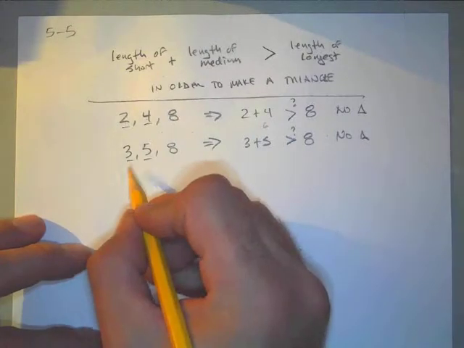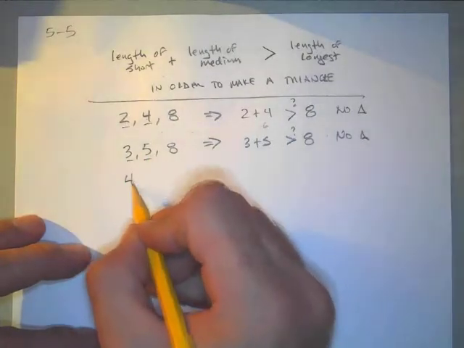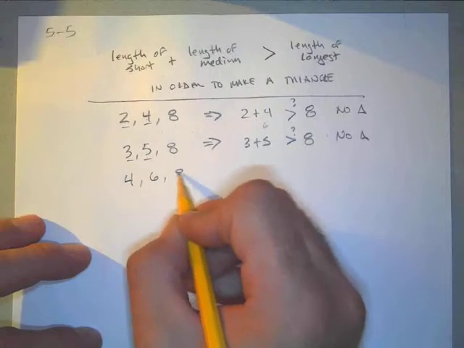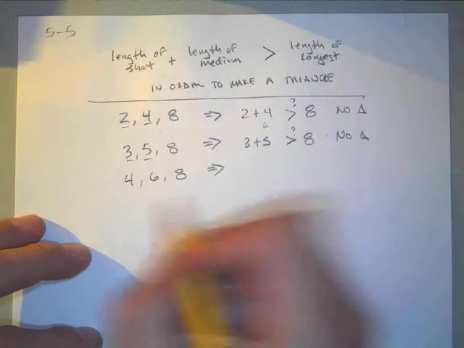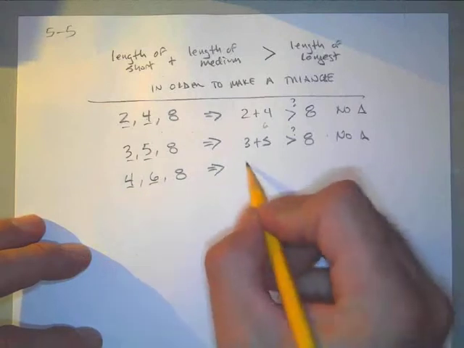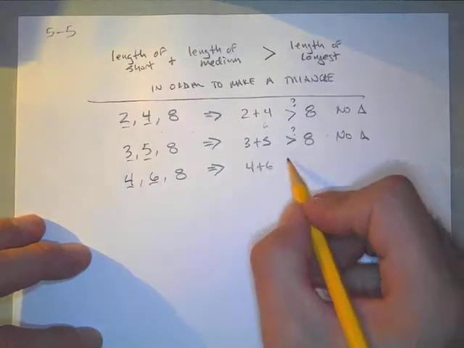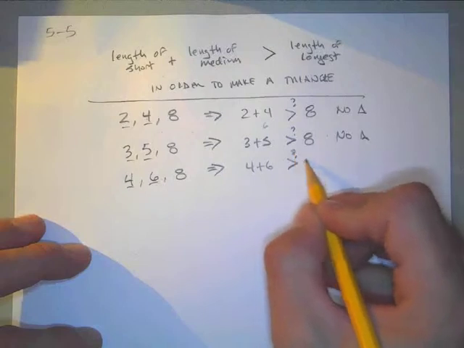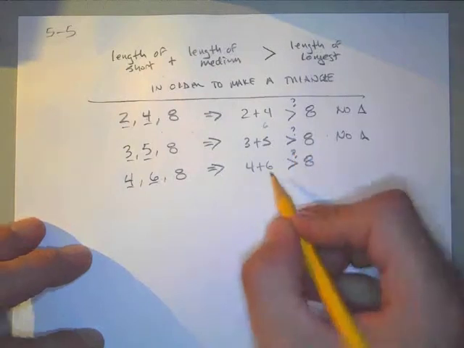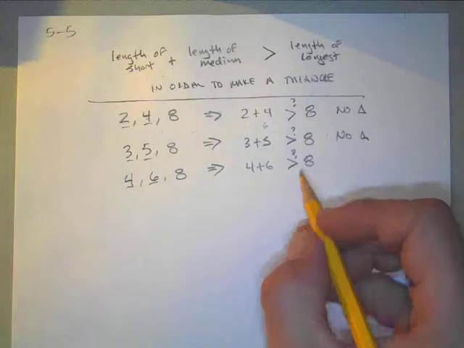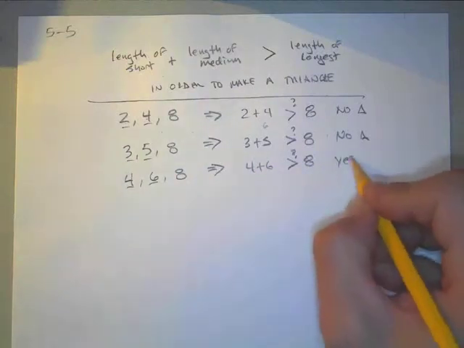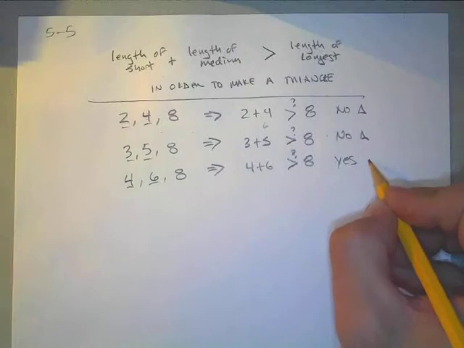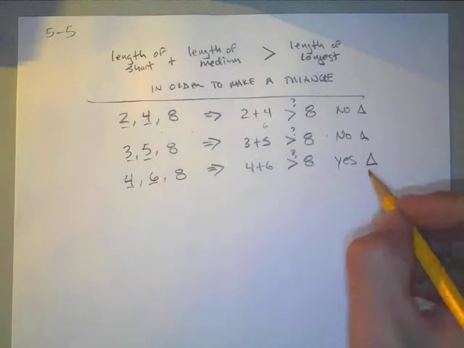Well, what if we bump them up one more again? What if we go 4, 6, and 8? Can we make a triangle out of that? Well, there are the two shortest sides, so add those together. Do those add to a number bigger than the largest side? Yes, 4 and 6 is 10. It's bigger than 8. So, yes, we can make a triangle.